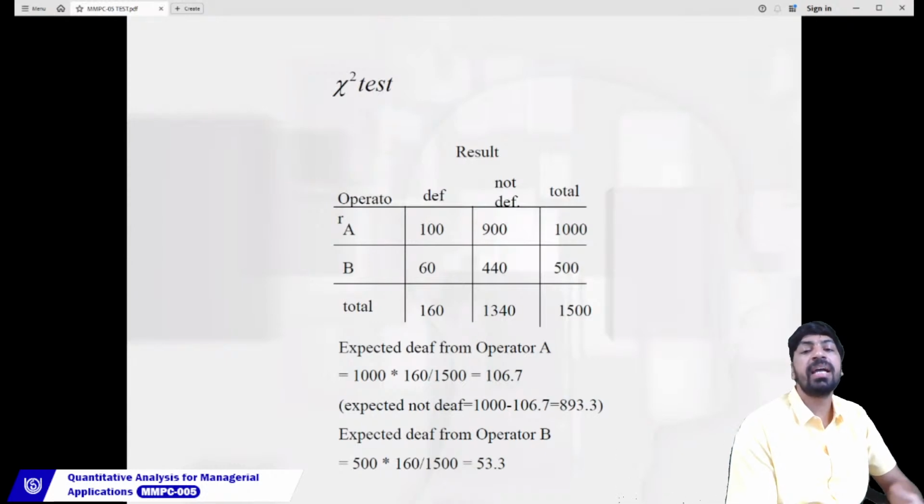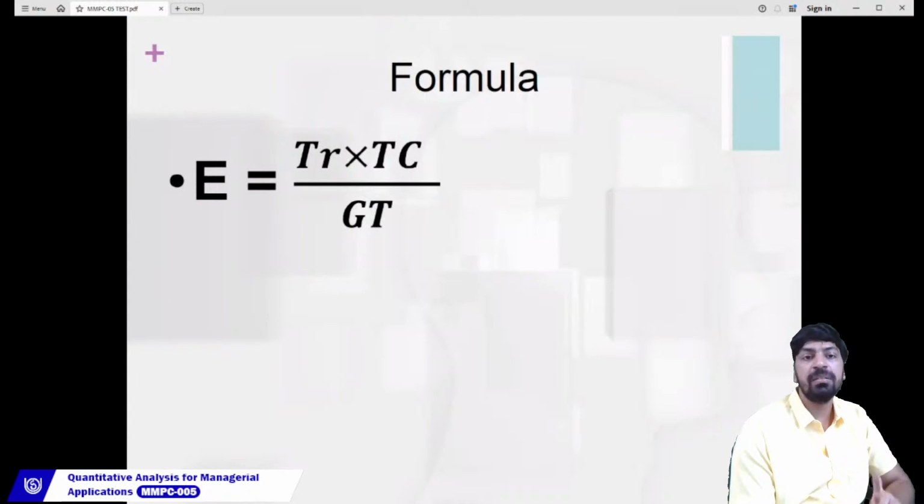You need to calculate the expected frequency under deafness for operator A and operator B, and again the expected frequency of operator A under non-deafness and operator B under non-deafness. We first calculate the expected frequency for operator A under deafness, where the observed frequency is 100. So let's begin the formula over here.